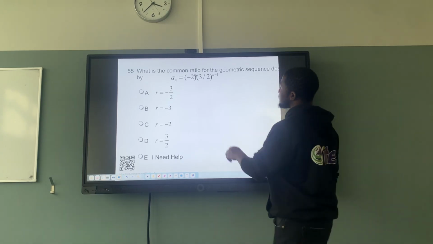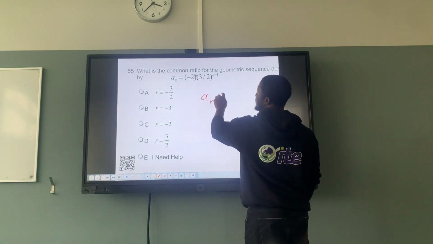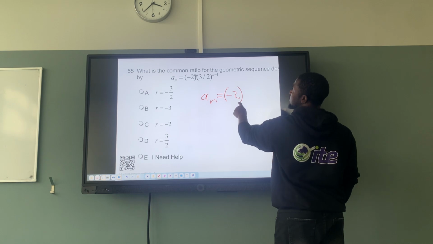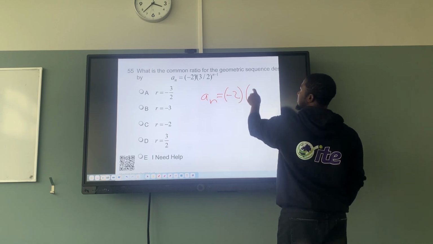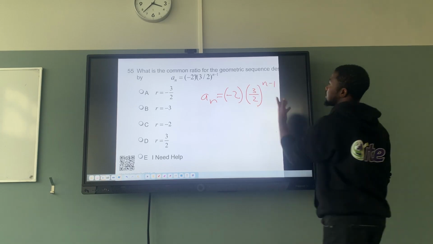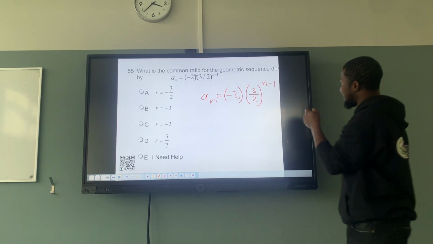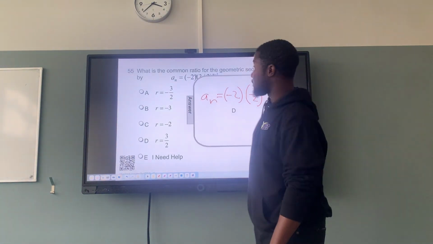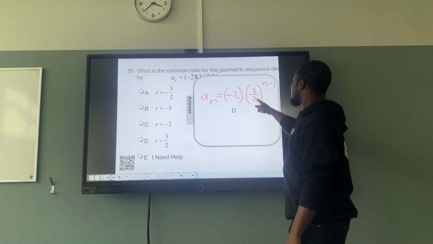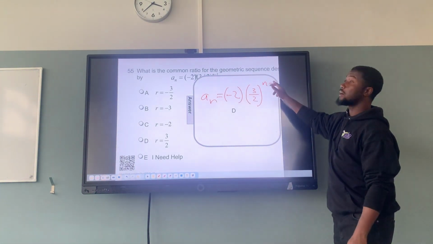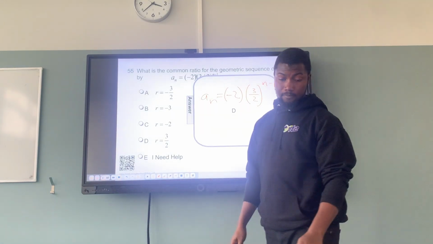Maybe I need to write this for you clearly. This is AN is equal to minus 2 times 3 over 2 to the power n minus 1. What is the common ratio? The common ratio is clear there, but you are asked to find it. The correct answer should be option D. You can see the common ratio here, 3 over 2. Always the common ratio is what has the power n minus 1.